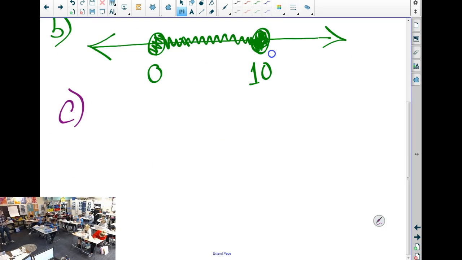In C, Brody, it tells us to ride your favorite roller coaster. Do you like roller coasters? Brody didn't say anything. Do you like roller coasters? What's your favorite?